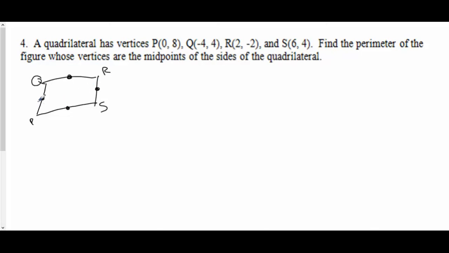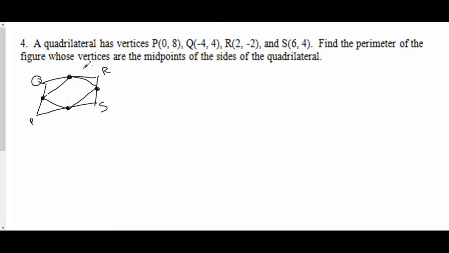So we are trying to find the perimeter of the figure whose vertices are the midpoints. So that's this inner shape here. We are trying to find the perimeter. So obviously to find the perimeter, we need to find each of the sides and then add them all together. So in order to do that, we actually have to find 4 midpoints, then find 4 line segments, and then add them all together. So this question is quite a bit of work.